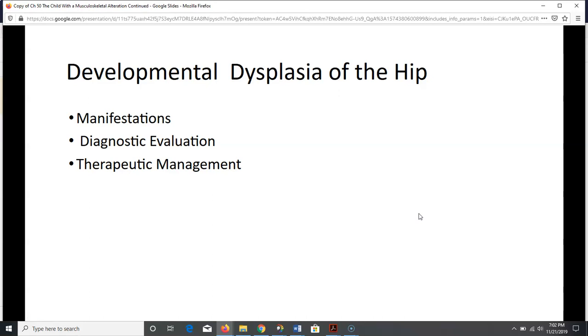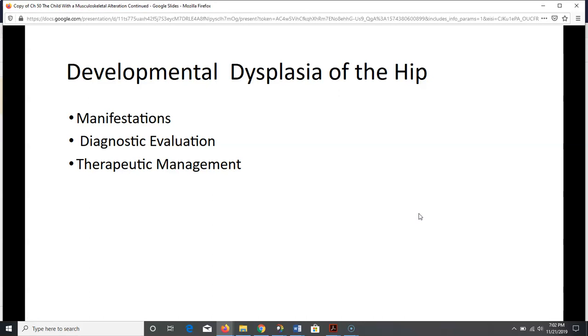The exact cause is unknown, but genetic factors may play a role. Risk factors include being the firstborn child, being female, breech position, and low levels of amniotic fluid in utero. The symptoms of DDH vary according to the age. In neonates, it's characterized by instability of the hip.